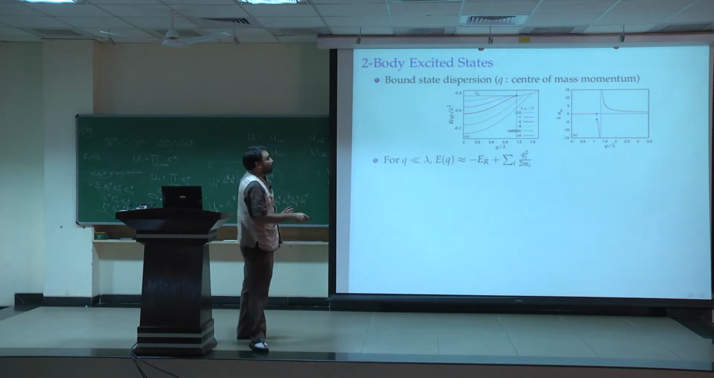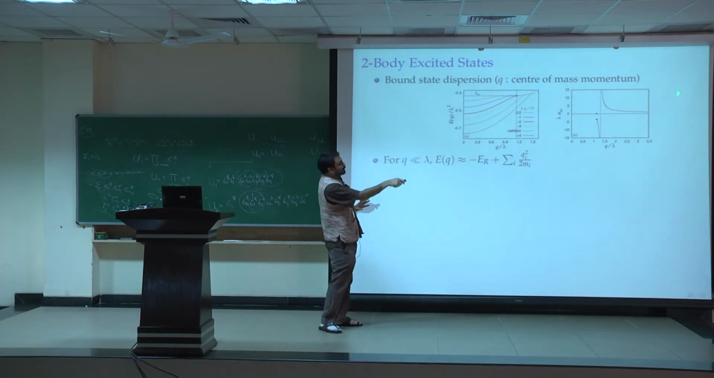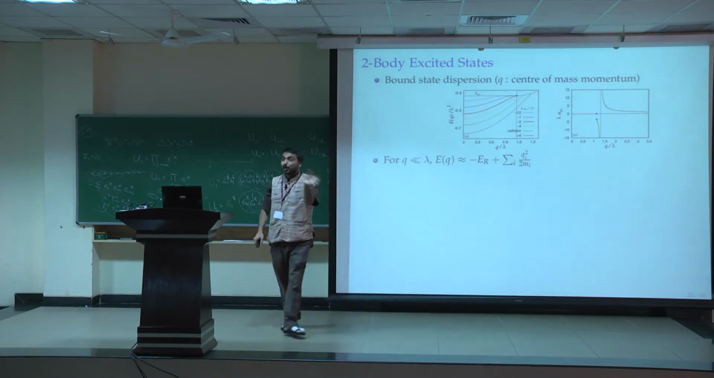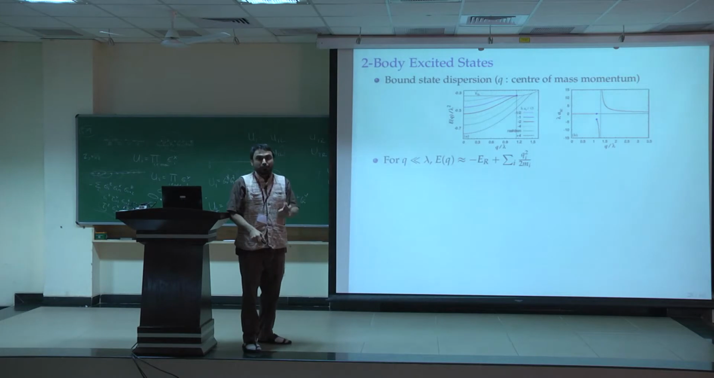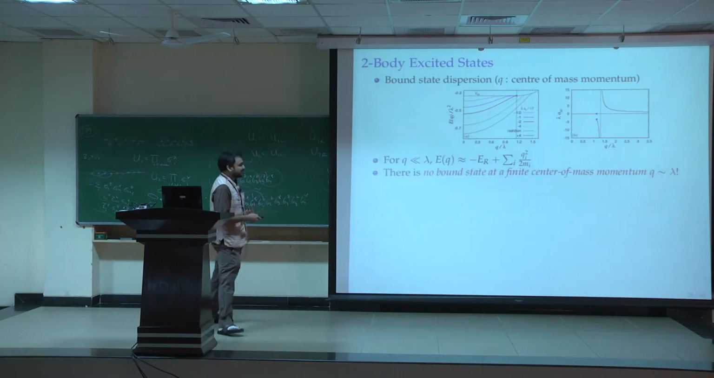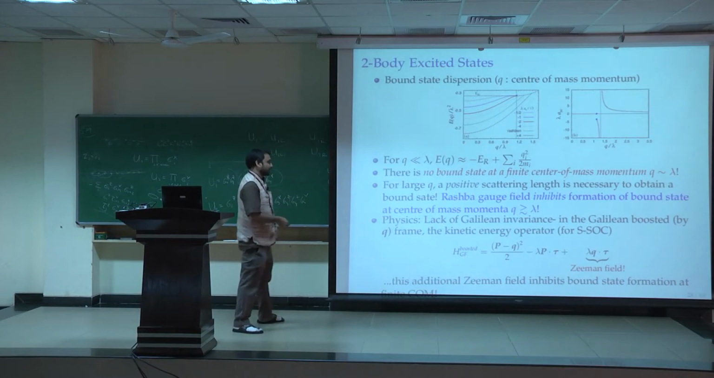In fact, what happens is that at large center of mass momentum, even a positive scattering length in the system will not produce a bound state for you. So what was helping you to form a bound state at small center of mass momenta is doing exactly the opposite at large center of mass momenta. So how do we understand this? This was also argued by Jayant.